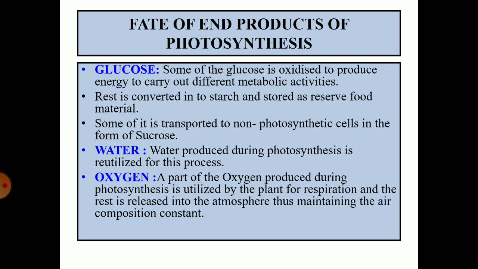Water. Water produced during photosynthesis is reutilized in this process. If you remember when we spoke about it in transpiration, we said only 1% of the total water is used for photosynthesis. This is the reason why. Oxygen. A part of the oxygen produced is utilized by the plant for respiration because respiration is a continuous process which goes on day in and day out, morning also and night also. And the rest of it is released into the atmosphere to maintain the carbon dioxide oxygen composition constant.